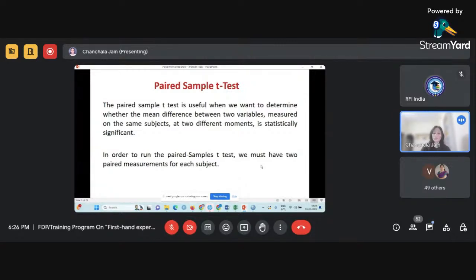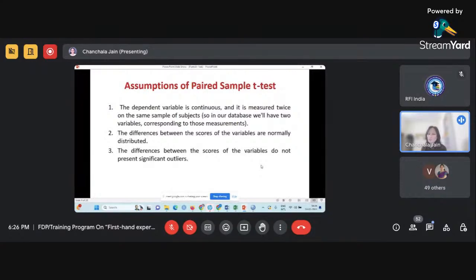Yes, ma'am. Now, talking about the assumptions, there are only 3 assumptions which we need to check. The first one says the dependent variable is continuous and it is measured twice on the same sample of subjects, right? This we have already seen in the conceptual aspect. We will take a continuous or numeric variable, and we need to measure the same sample twice for the same variable. As I said, we want to check the knowledge level of the participants, so I'm checking the knowledge level twice for the same group of people. So this is the first assumption.